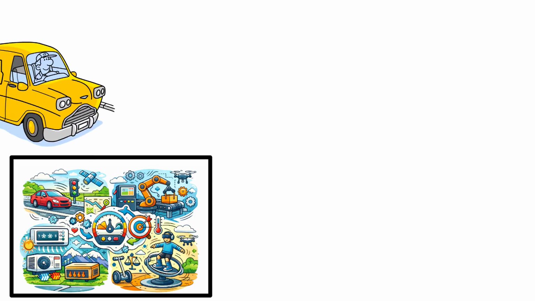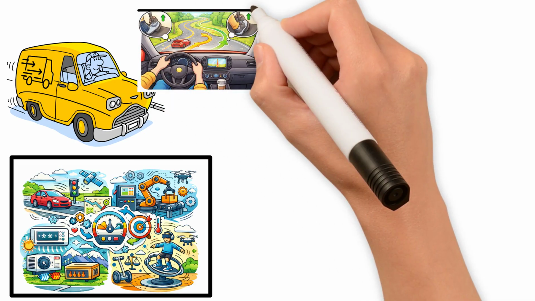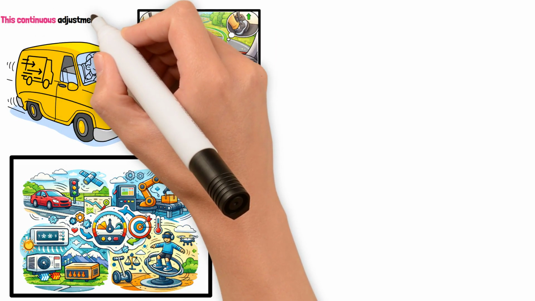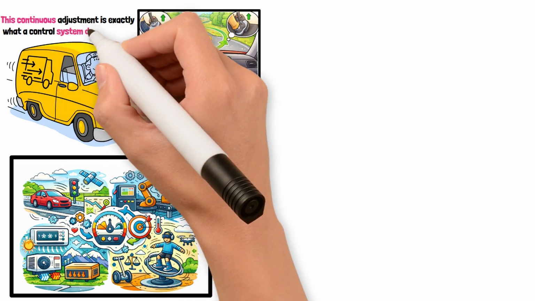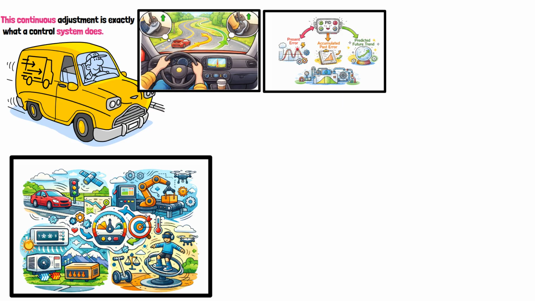To see this intuitively, think about driving a car. If the car goes too fast, you ease off the accelerator. If it slows down, you press it slightly. Your steering constantly corrects direction based on where the car is and where you want it to be. This continuous adjustment is exactly what a control system does. A PID controller formalizes this behavior by reacting to present error, accumulated past error, and predicted future trends to keep a system stable and responsive.